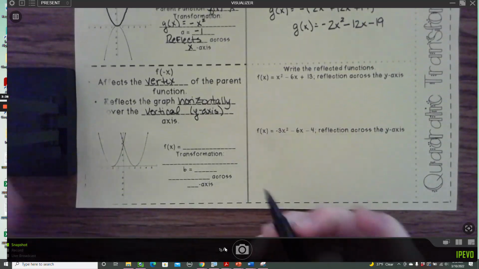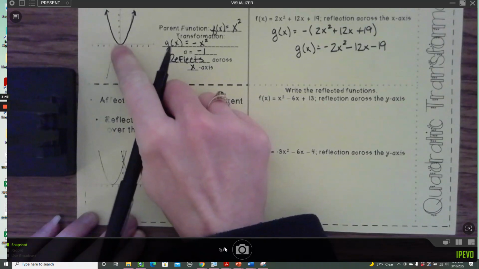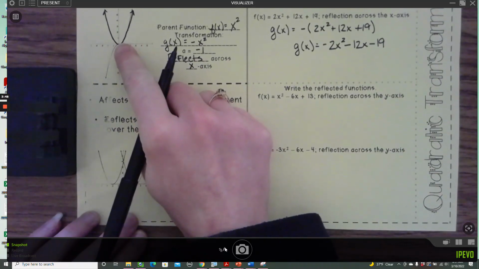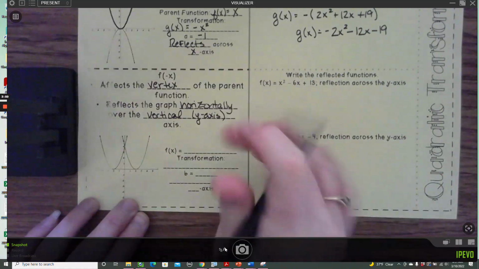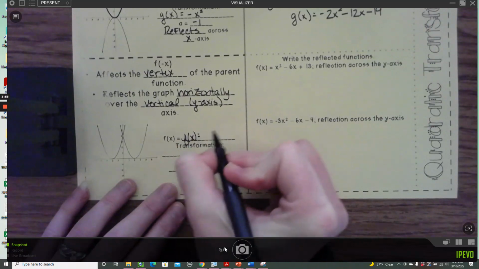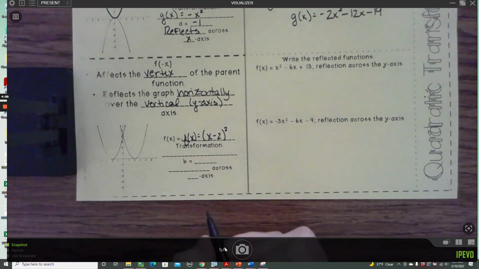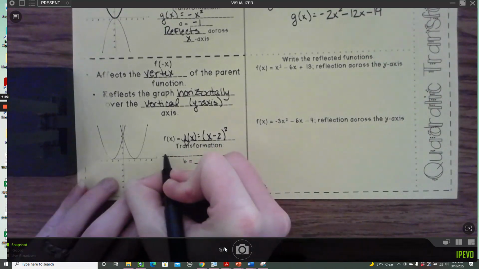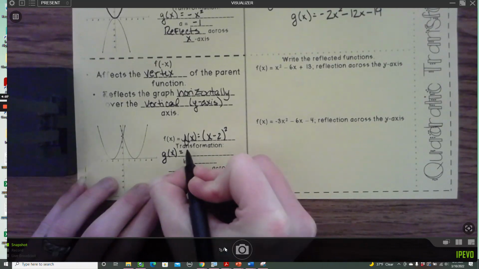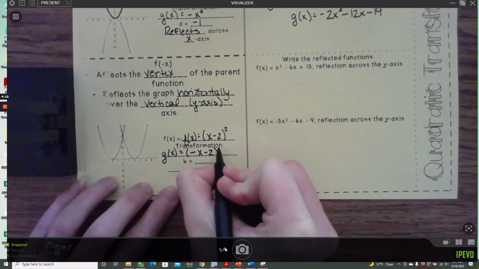All right, so my parent function this time is a little bit different, because if I use this one, f of x equals x squared, when I reflect it, it looks identical. It graphs on top of itself. So this time we're going to use f of x equals x minus 2 squared. So when we do our g of x here, all we're going to do is make this x negative. It's going to be negative x minus 2 squared.